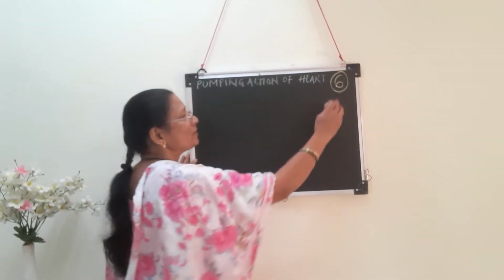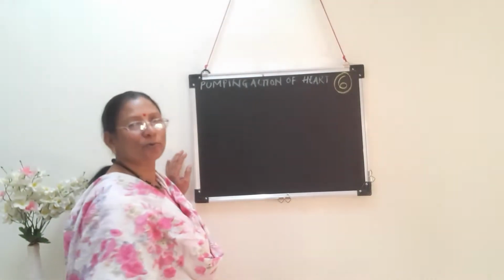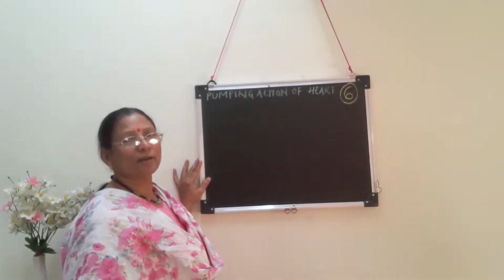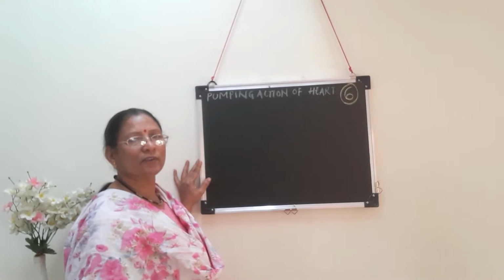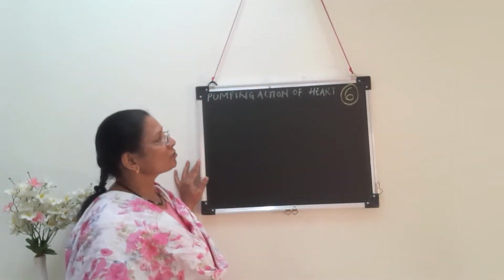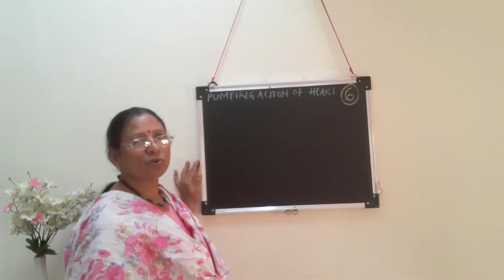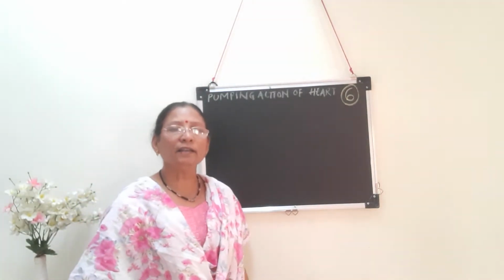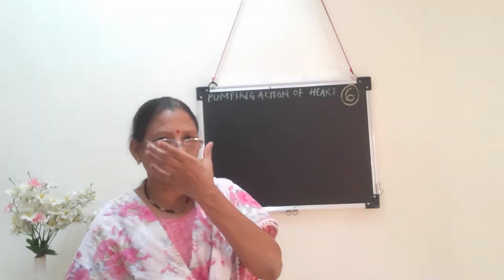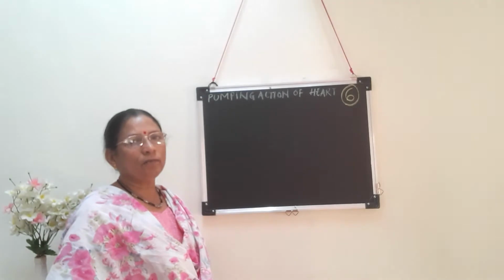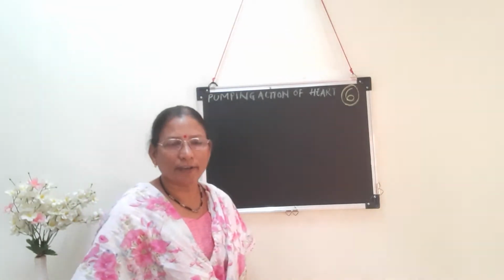This is lecture number 6 from the topic transportation. Previous to that we have studied about external structure of heart as well as internal structure of heart. In internal structure of heart, we have seen that heart consists of 4 chambers, 2 atria and 2 ventricles. Right atrium receives blood from superior and inferior vena cava, and left atrium receives blood from 4 pulmonary veins.